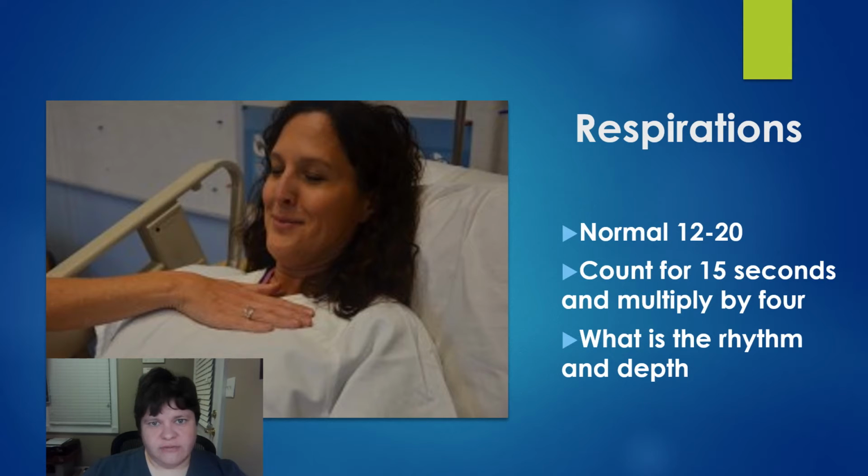The easiest way to count is to count for about 15 seconds and multiply by 4. Or if you're uncertain about the number or the character of it, go ahead and count for 60 seconds. You want to look at the character of it. What's the rate?